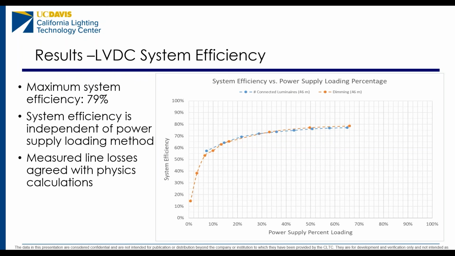Okay, the LVDC system achieved a maximum system efficiency of 79%. The graph on the right shows the system efficiency for each testing method. So as you can see, there's minimal difference in performance between the two for this system. Additionally, the line losses for this system and for all the DC systems matched the predicted line losses that we calculated using physics and the known resistance of the conductors.